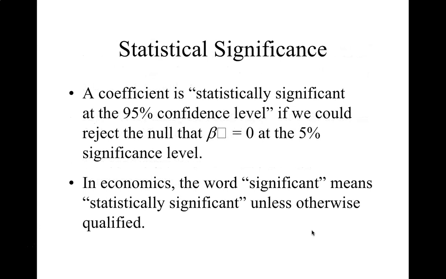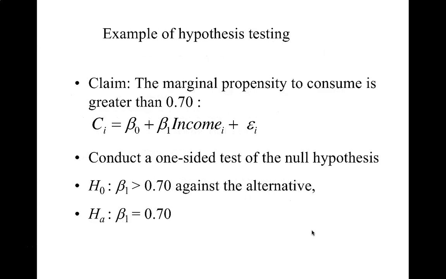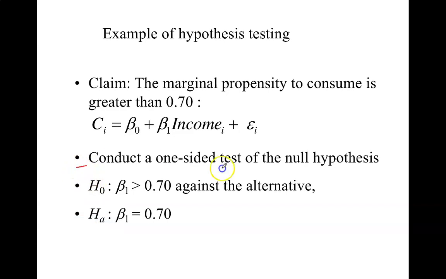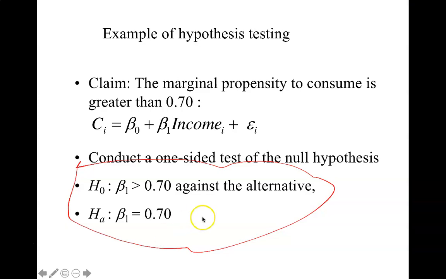Statistical significance means that at the 95% confidence level, we could reject the null, or at the 5% significance level. Significance means statistical significance unless otherwise explained. So for example, the claim that marginal propensity to consume is greater than 0.7: conduct a one-tail or one-sided test for the null hypothesis against the alternative hypothesis. This one is an example of a consumption or MPC kind of relationship, so you can always test this if you have enough data.